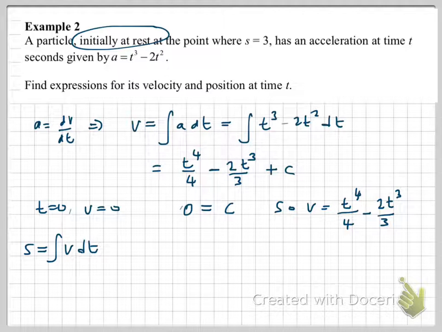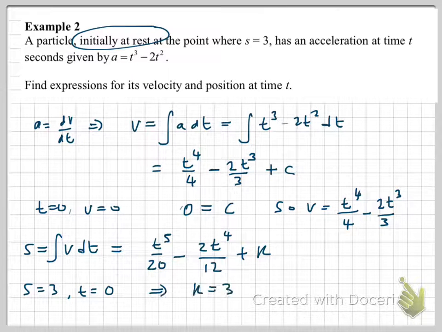Now to work out s, we can simply integrate v with respect to t, and that will give us t to the power 5 divided by 5 times 4, which is 20, minus 2t to the power 4 divided by 4 times 3, which is 12, plus k. Again, if we look at the original conditions, initially when t equals 0, we know s equals 3. So therefore, if we substitute those values in, k has to equal 3. And we can therefore write an equation for s as follows.